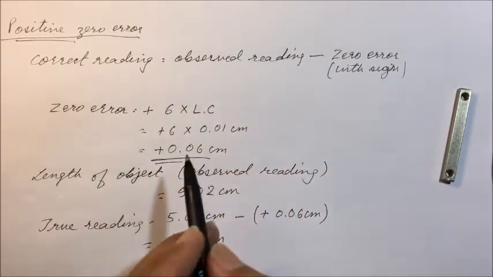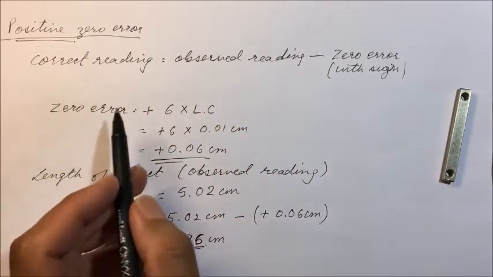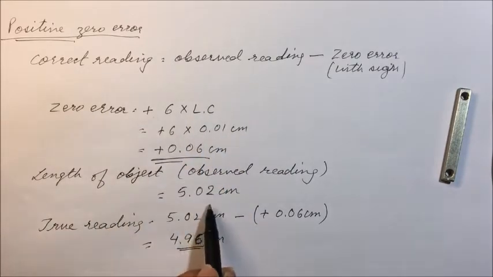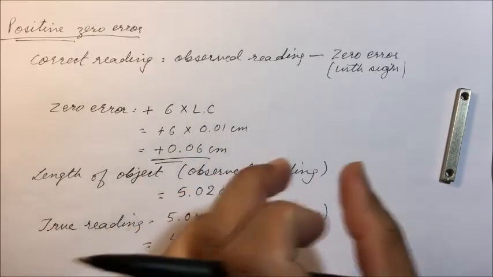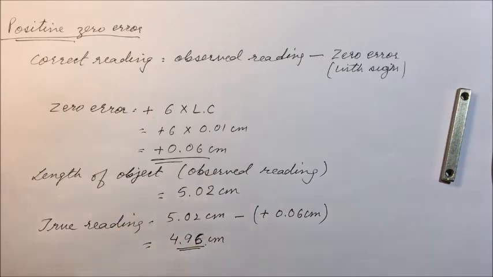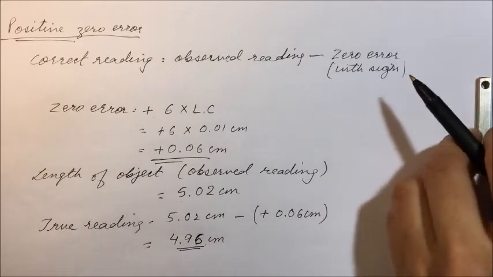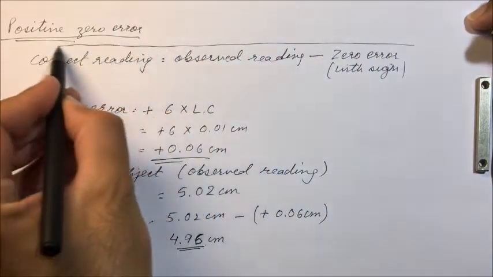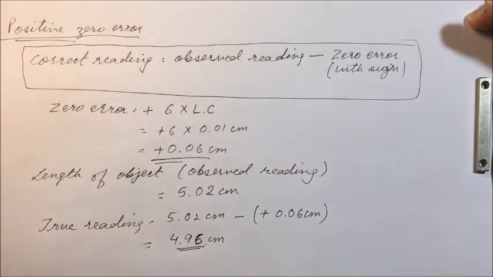So using the vernier calipers having positive zero error, we are getting 5.02, that is more length as compared to the true length. So we have subtracted the zero error. So true reading is 5.02 centimeters minus the zero error. Here we have followed this formula.